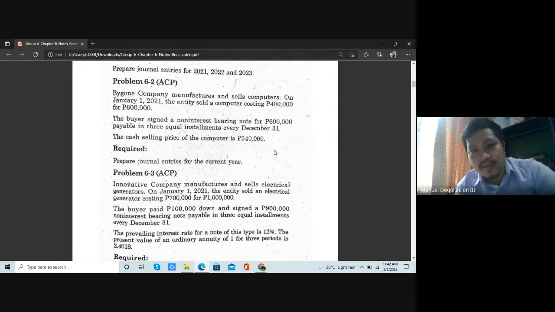At the start of everything, we were expecting a total interest of 60,000. But of course, this interest can only be earned through passage of time. So we will have to wait for the maturity of the note. After the lapse of 1 year, there's a portion already that is being earned. Let me just discuss the rest of problem 6-2. Thank you, Ms. 29. Thank you, sir.